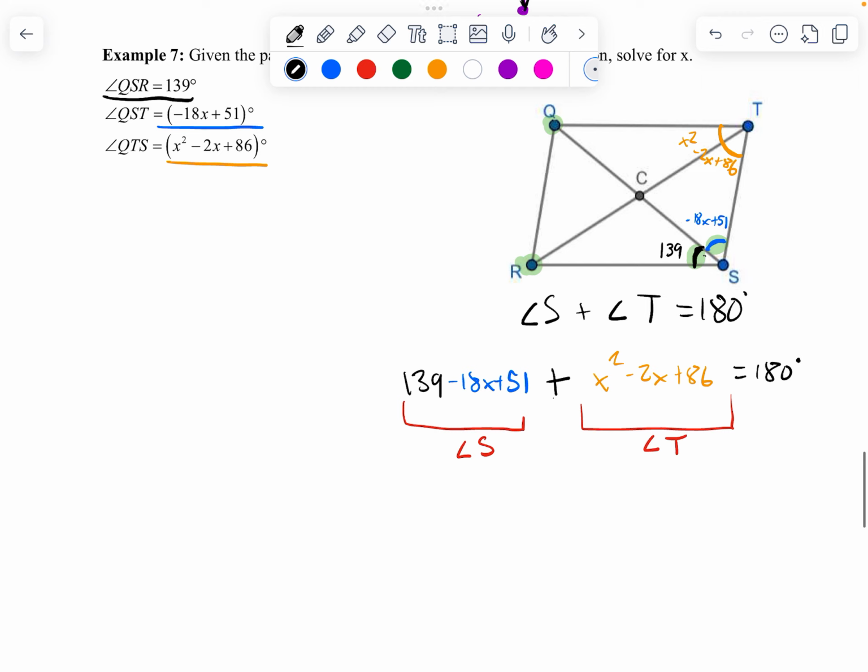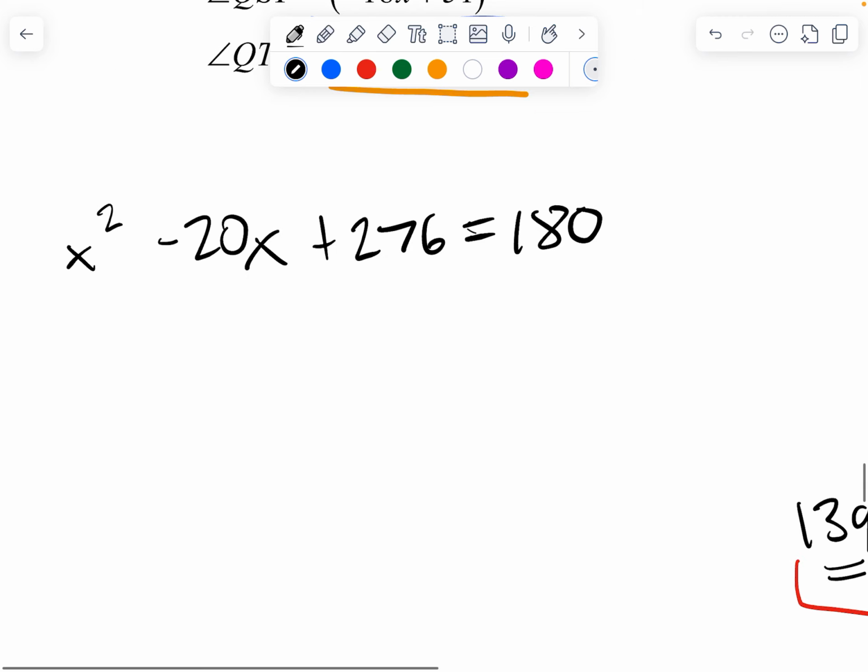All right, so first off, x squareds don't combine with anything else other than x squareds. X's with x's, so minus 20x, and numbers with numbers. So 139 plus 51 plus 56, and all together, that's going to get us 276 equals 180. And then we just need to finish solving.